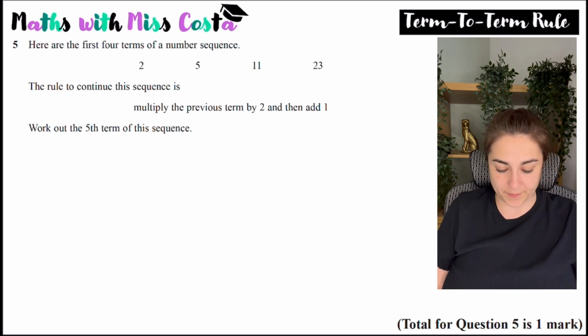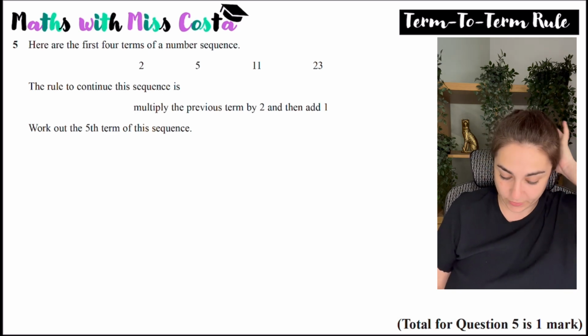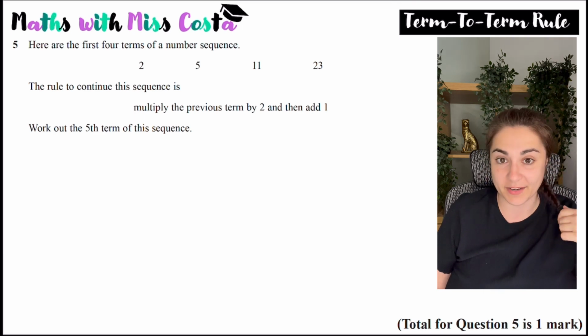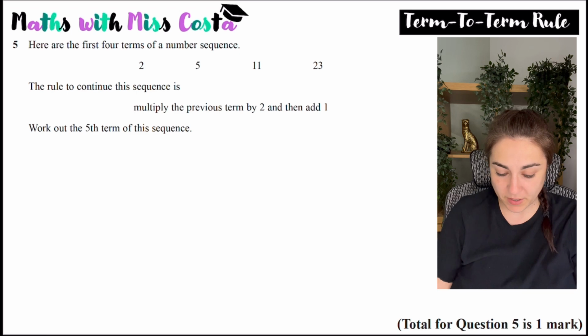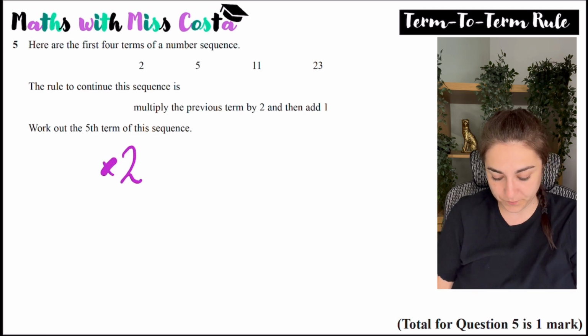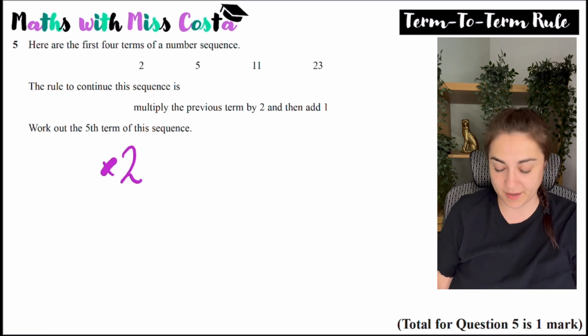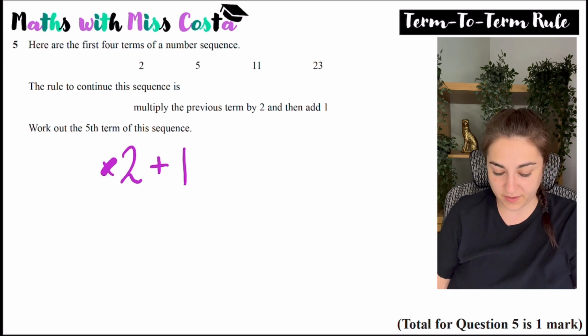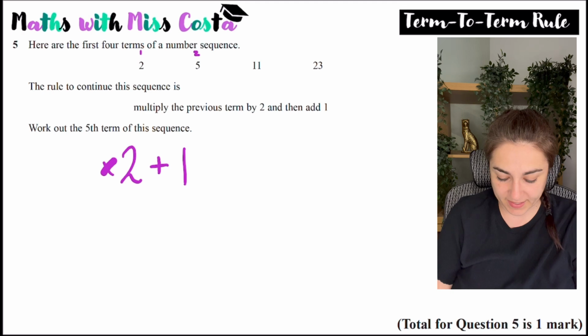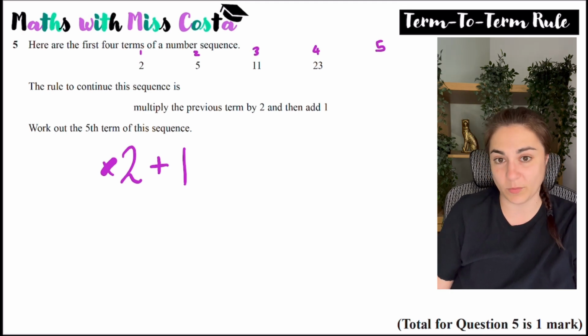Next, I've got the first 4 terms of a number sequence are 2, 5, 11, and 23. The rule to continue the sequence is multiply the previous term by 2, okay? So multiply the previous term by 2 and then add 1. I need to work out the 5th term of the sequence. So this is the first term, this is the second, this is the third, and this is the 4th. The 5th is going to be the one after it.